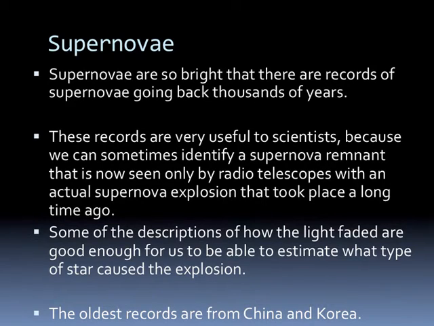Supernovae are so bright that there are records of supernovas going back thousands of years. These records are very useful to scientists because we can sometimes identify a supernova remnant that is now seen only by radio telescopes with an actual supernova explosion that took place a long time ago. Some of the descriptions of how the light faded are good enough for us to be able to estimate what type of star caused the explosion. The oldest records are from China and Korea.